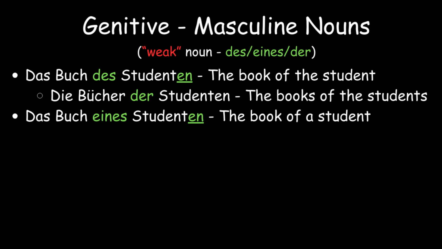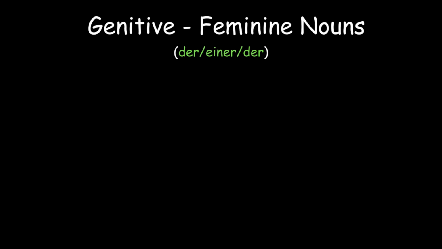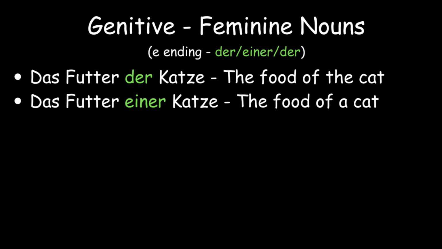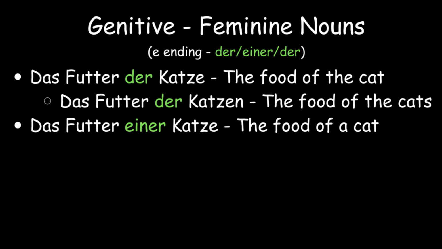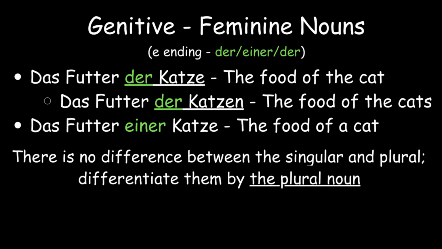Let's continue with feminine nouns. Since feminine nouns don't have any modification in the genitive, the examples will follow their standard endings. Here, we have a feminine noun ending in e. Das Futter der Katze. Das Futter einer Katze. To pluralize it, change the noun. Das Futter der Katzen. The first part is nominative, and the second is genitive. When it comes to the definite article der, there is no difference between the singular and plural, so the only way to differentiate them is by the plural noun, Katzen.